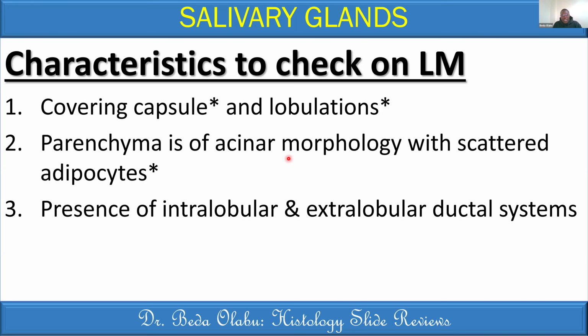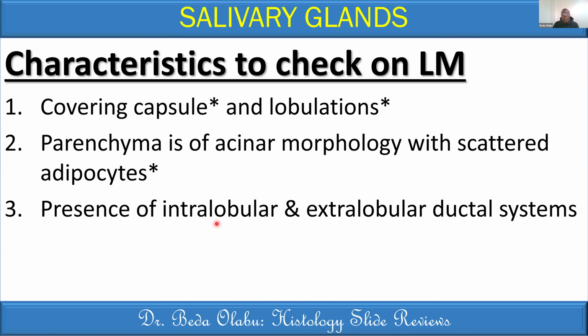Because they are exocrine glands, they have ducts. The ducts that they have could be within the lobules, so we call them intralobular ducts, or they can be between the lobules, which means they are outside the lobule. And then we call them extralobular ducts. The extralobular ducts are definitely much larger ducts compared to the intralobular ducts.